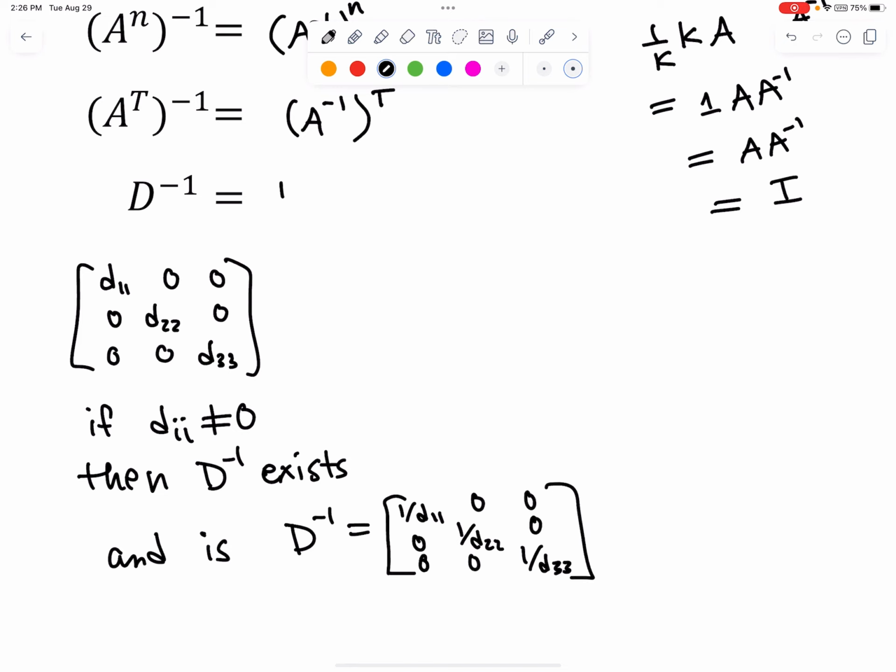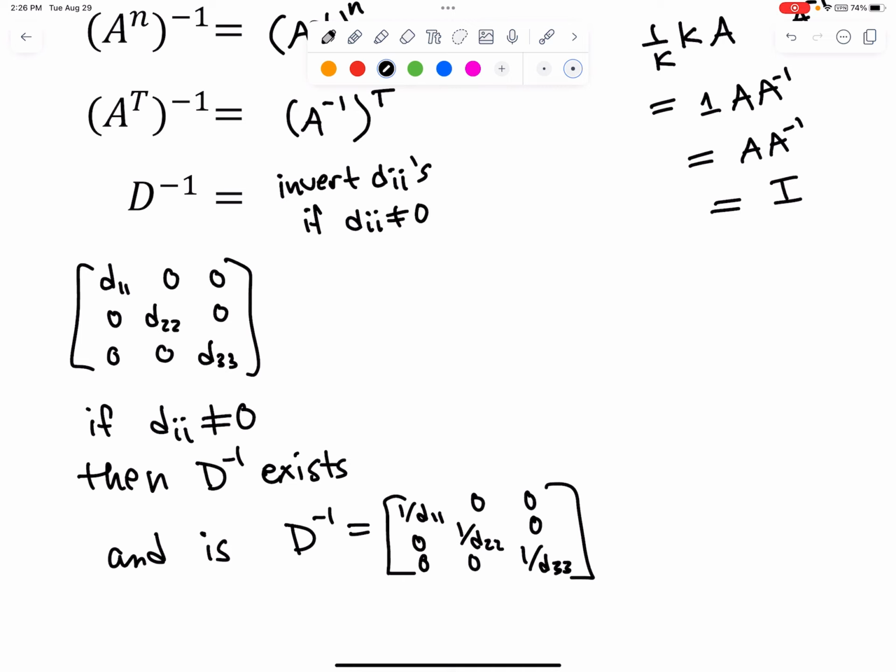So we'll just say invert the dii's, provided the dii's are not 0. They have to all be non-zero. If any one of them is 0, then we would say that D is not invertible.